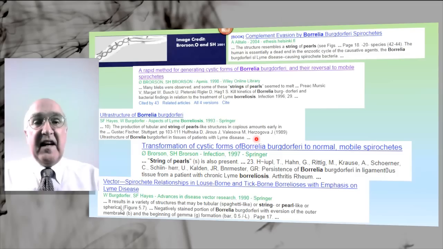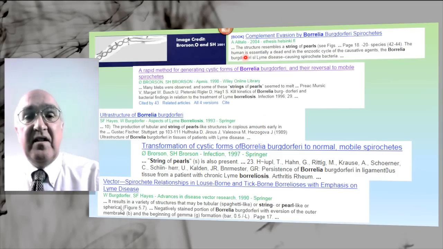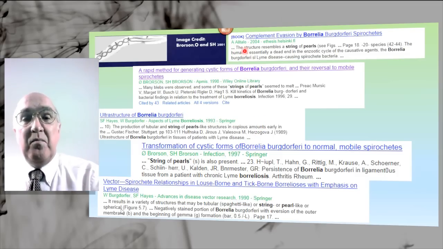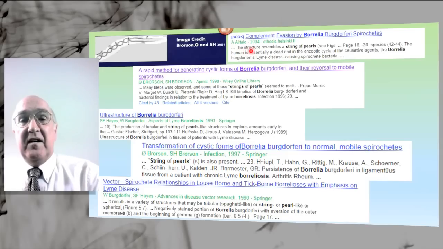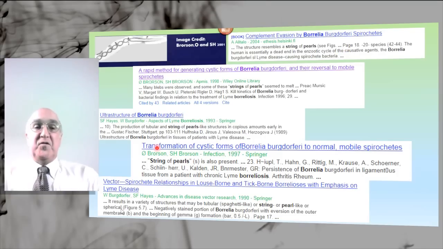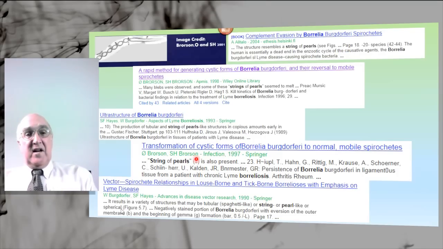And then, lastly, in 2004, Dr. Ali Tallo describing Borrelia burgdorferi spirochetes, and the structure resembles a string of pearls. See figures. So, all of these people, important investigators, none more important than Dr. Bergdorfer and Fred Hayes and Drs. Rosen. Nobody more important in the world. And these are the pearls, and this is the tail structure of the Borrelia. They do look like a string of pearls.